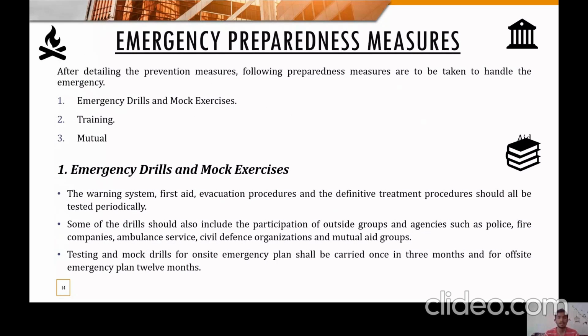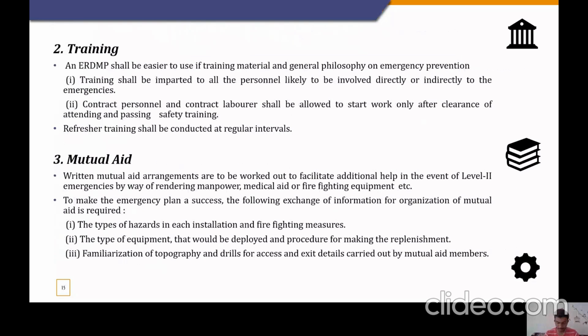Now coming to the training. The ERDP shall be easier to use if the training material and general philosophy of emergency prevention and control are kept separate from the working plan. There should be 2 points to be kept in mind. The training shall be imparted to all the personnel likely to be involved directly or indirectly in the emergencies. It means that the police and fire protection team and the standby unit should be in contact immediately.